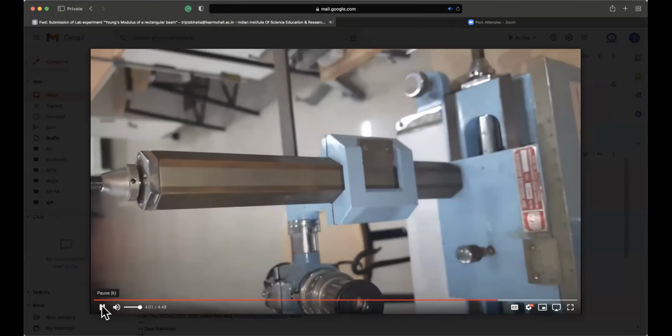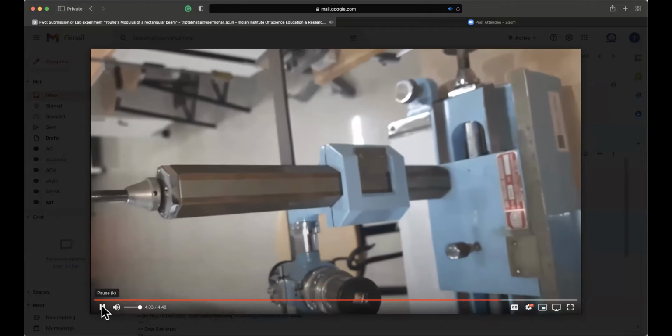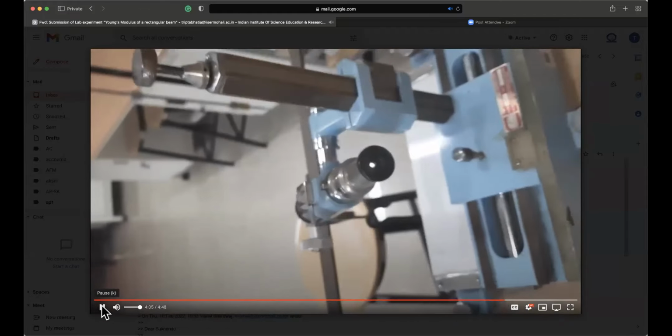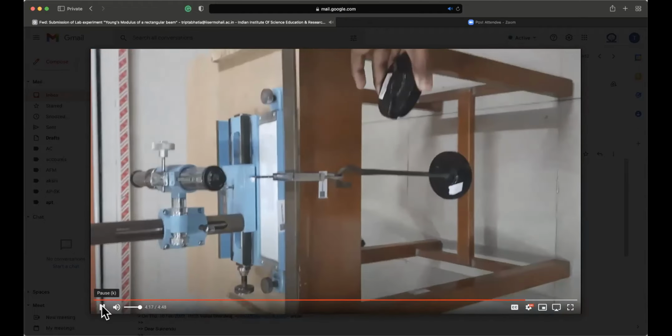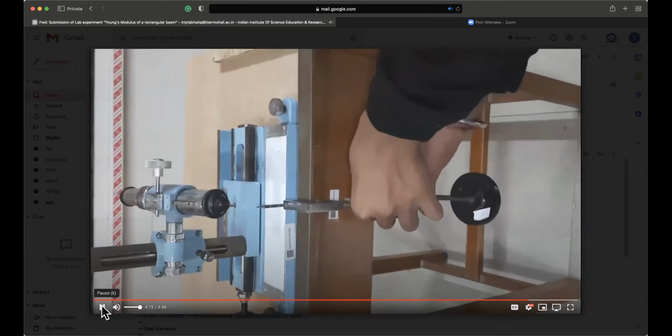Basically, the difference between the previous vertical scale reading and this vertical scale reading will give us the depression, and here is the weight. We will repeat this same procedure by putting the other weights here. You can see here, we will put other weights here.